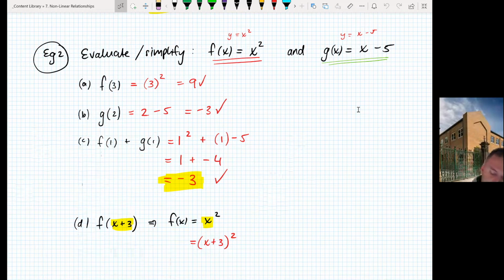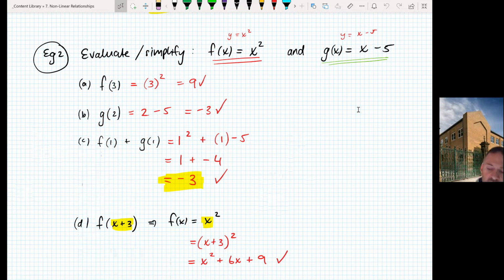Now, of course, we could simplify that by expanding it out. It's a perfect square, so square the first, times them together, 3x, and double it, 6x, and then square the last, which is 9. And that would be my value of f of x plus 3. So it's not overtly easy, but it's also not overtly hard.